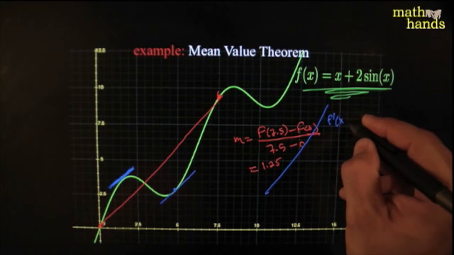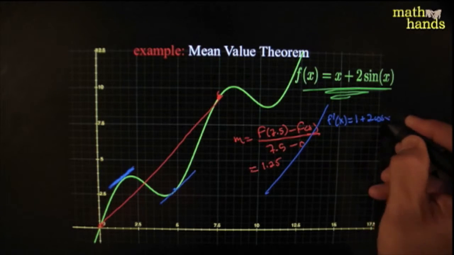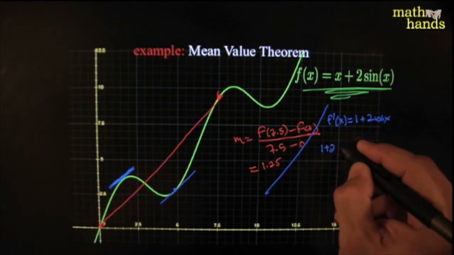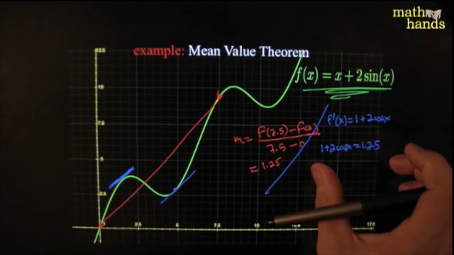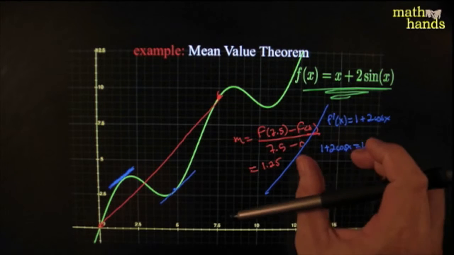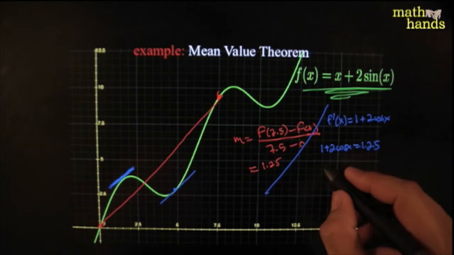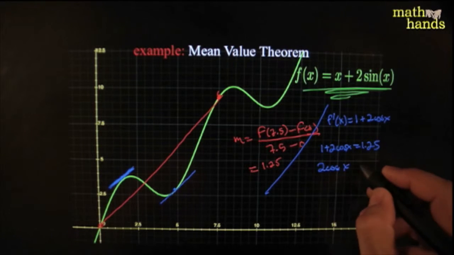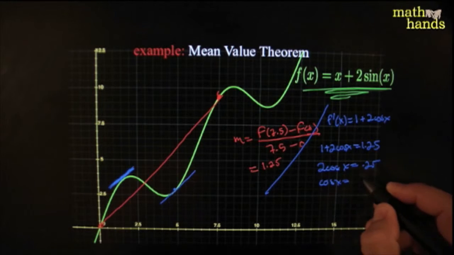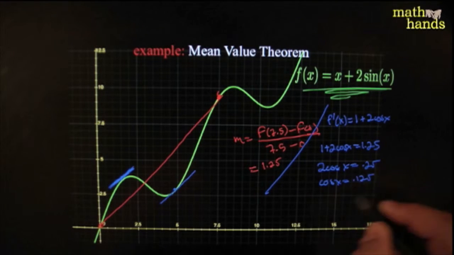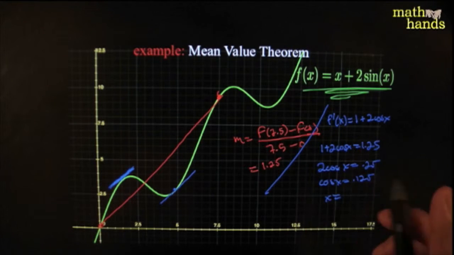F prime of x, and that's what I think is instructive here, is equal to 1 plus 2 cosine x. Now I take that 1 plus 2 cosine x and I set it equal to 1.25, because that's what I'm looking for, places where my tangent slope, this is the formula for my tangent slope, is equal to 1.25. That gives me that cosine x times 2 is equal to 0.25, or that cosine x is equal to 0.125, or that x is equal to, now I get a whole bunch of solutions.